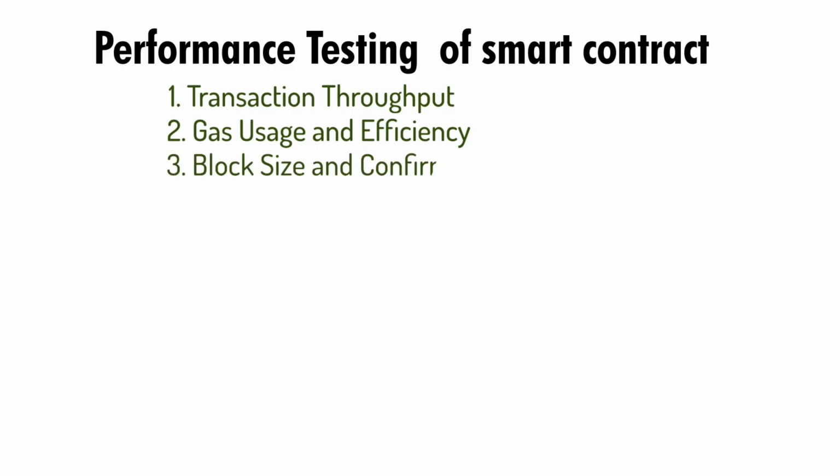Verify if the contract is optimized for gas efficiency, aiming to minimize the gas usage. Block size and confirmation time. Test the contract's performance under the different block sizes and network congestion scenarios. Measure the time taken for the transaction to be confirmed and added to a block under varying network conditions.